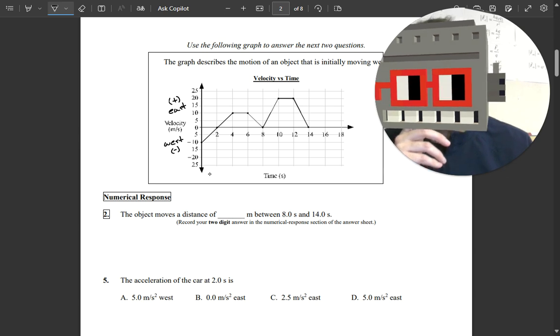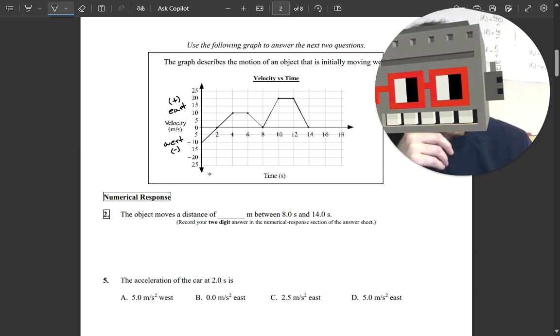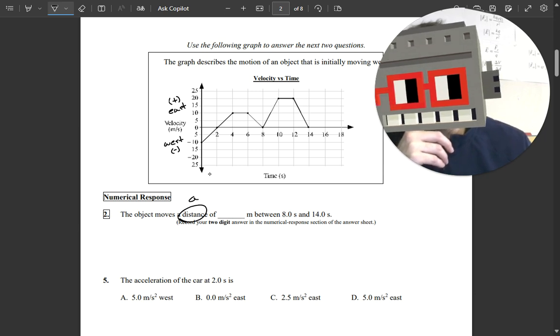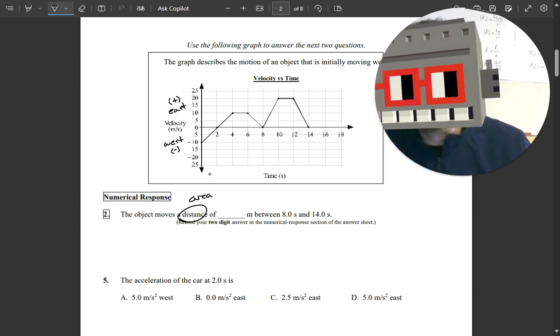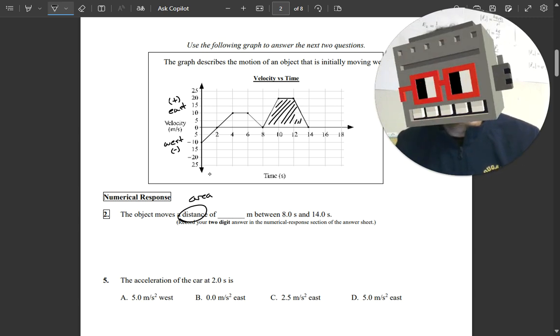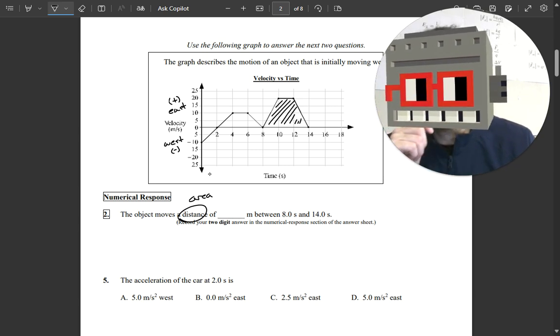The object moves a distance between 8 and 14. So the distance of a velocity time graph, distance or displacement is the area under this graph because it's a velocity time graph. So I want to know the area of this shape here. So there's a couple of different ways. I could split it into multiple sections. I can use the trapezoid formula. I could do a few different things.